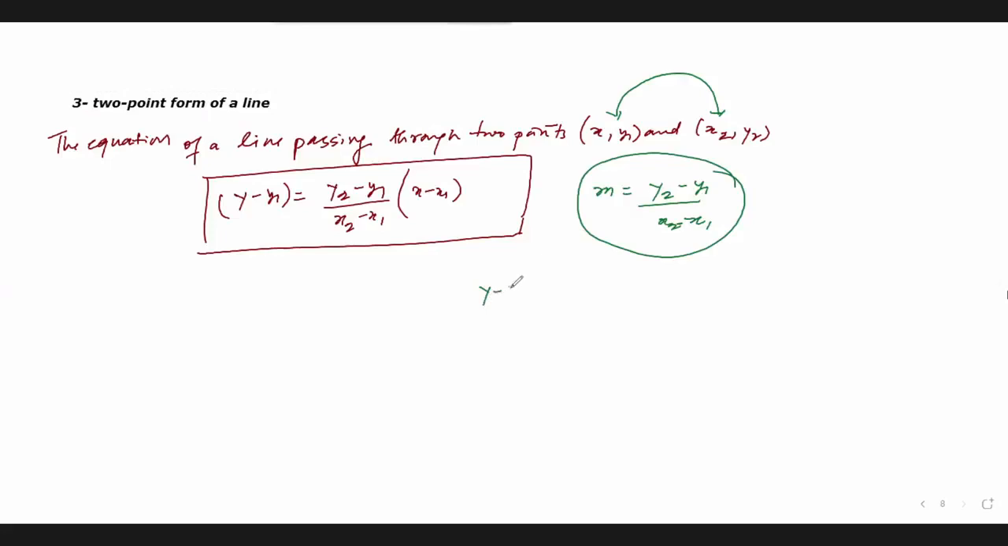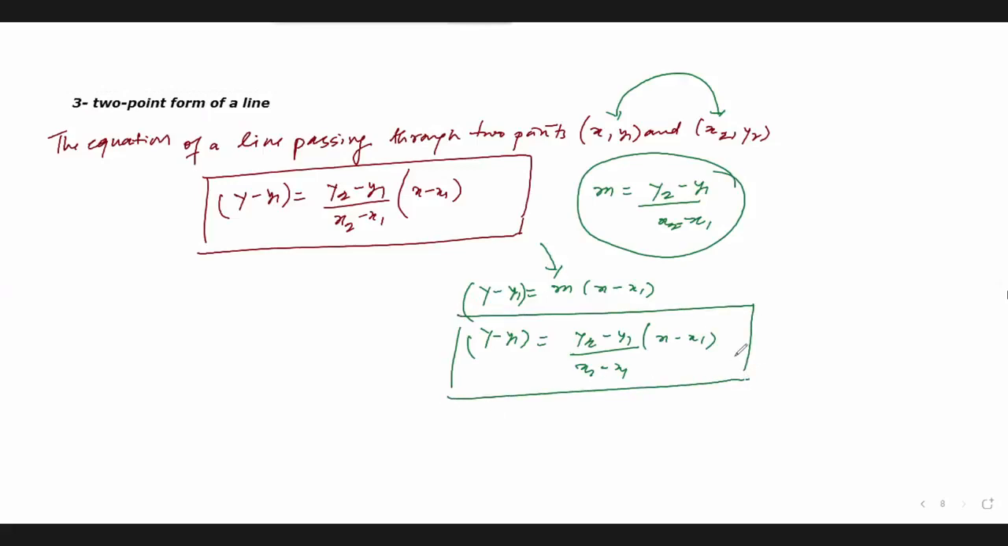So y minus y1 is equal to m times x minus x1. This was a previous equation. And if I put a value of m here, then y minus y1 is equal to y2 minus y1 upon x2 minus x1 into x minus x1. So this is my required equation.